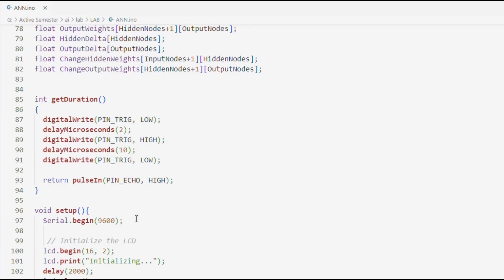In our system, we use the first reading from the sensor as a baseline measurement, called initDuration. This value represents the water level when the tank is initially empty, and it helps us calculate the percentage of the tank's fullness later.